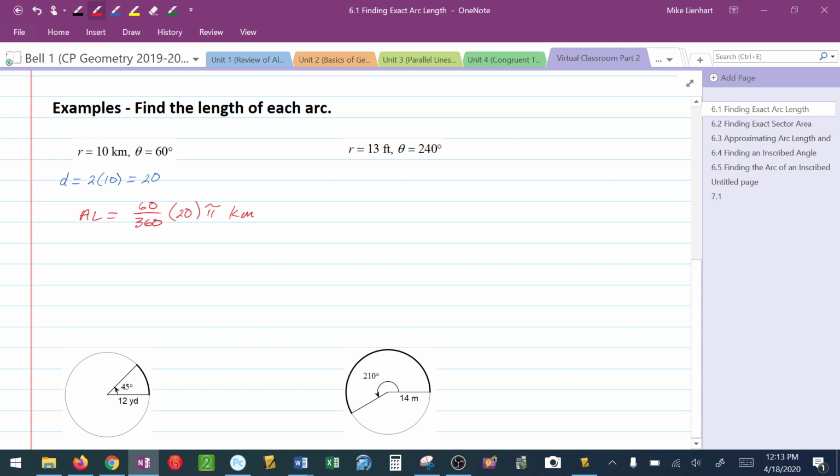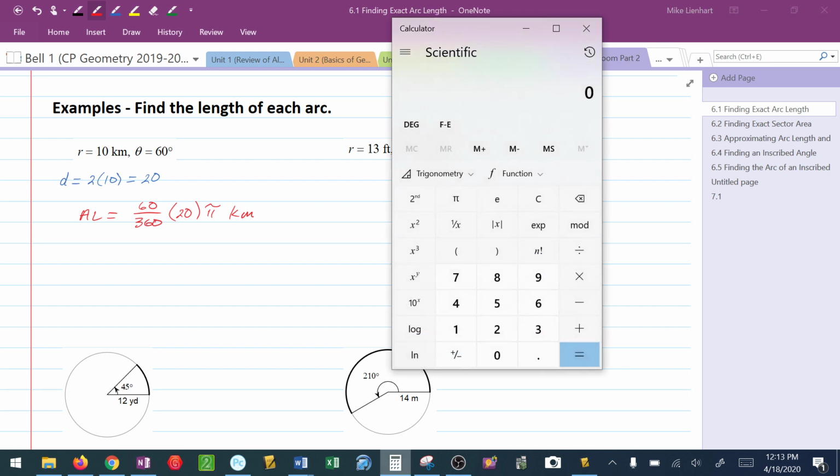Now, my job is to clean this fraction up. There are a couple of different ways that you could do it. One way would be to take 60 times 20, get that answer, and divide by 360. But the problem is that's going to give us some long approximated decimal in this case. We don't want an approximated decimal. So I have to simplify the fraction.